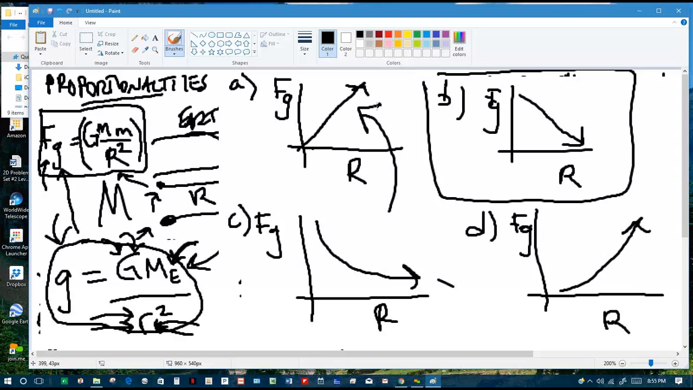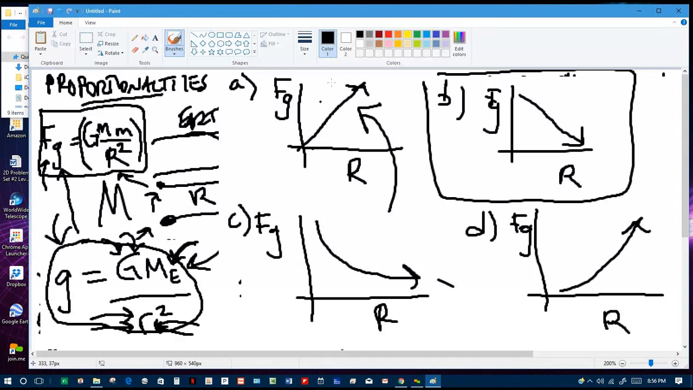Is choice A an increasing function or a decreasing function? Increasing. That indicates as the distance R between the two planets gets bigger and bigger and bigger, what's going to happen to the force between them? It gets bigger and bigger. Is that what we find in our universe? No. So you know right away that's not right. Let's look at choice D.